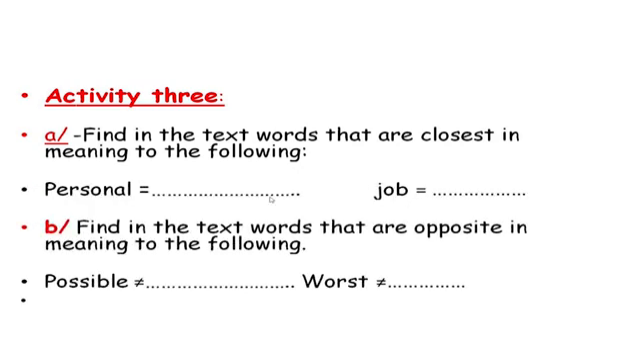B. We have A and we have B. B: find in the text words that are opposite in meaning to the following. And you have this sign. This is the difference between closest in meaning and opposites. Here we have equal and here we have unequal, the sign of inequality. So possible, the opposite of possible, and the opposite of worst.